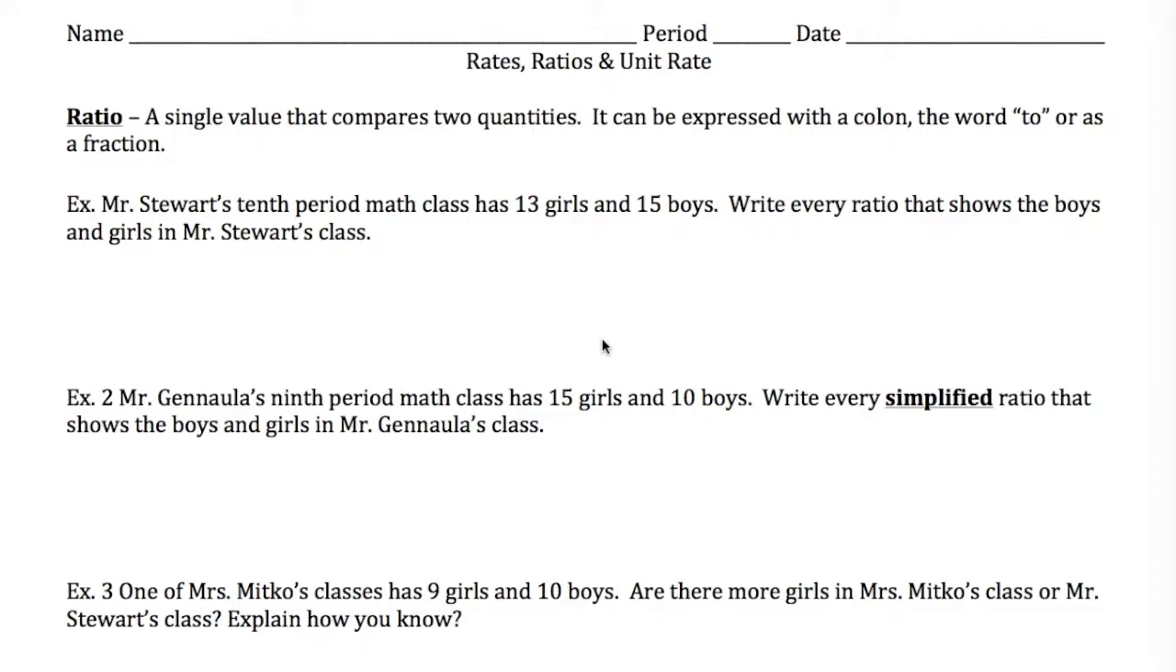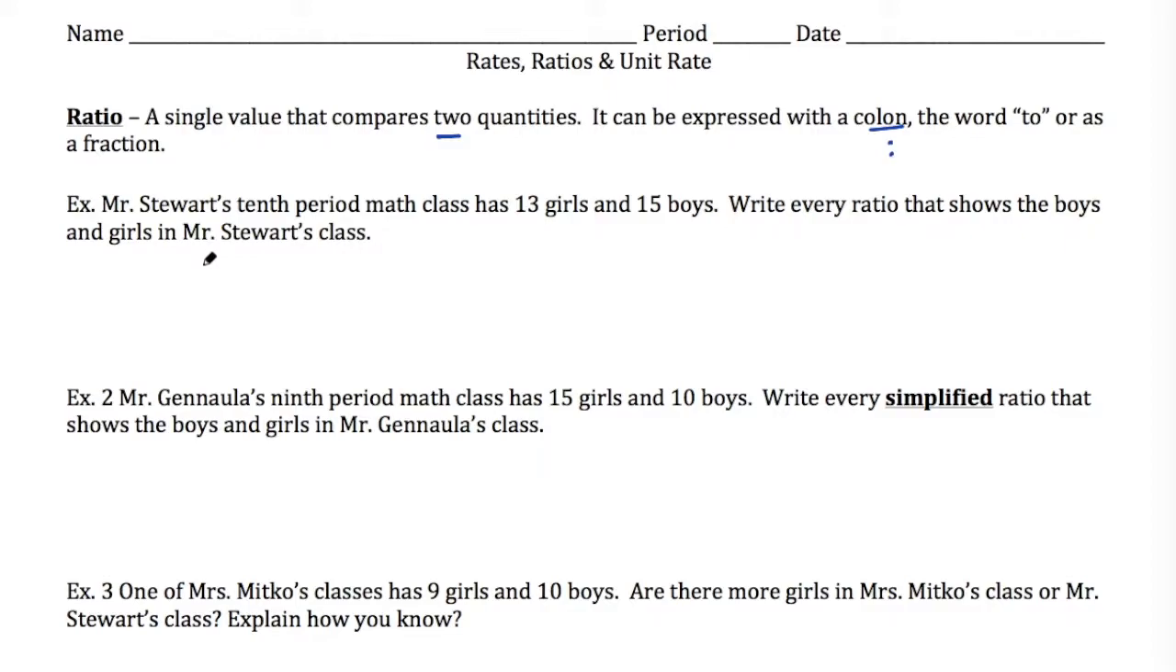In this lesson we're going to be talking about rates, ratios, and unit rate. So let's first start with the definition of a ratio. A ratio is a single value that compares two quantities, and it can be expressed with a colon, that's our symbol with two dots, the word "to," or as a fraction. So there might be more ways to express information in a ratio than you might think.